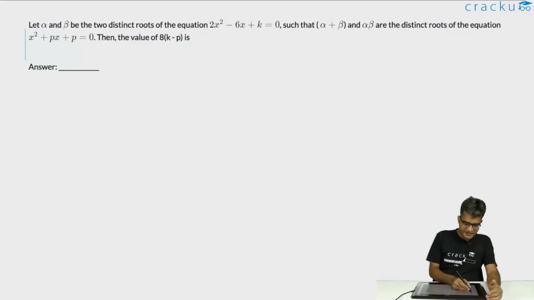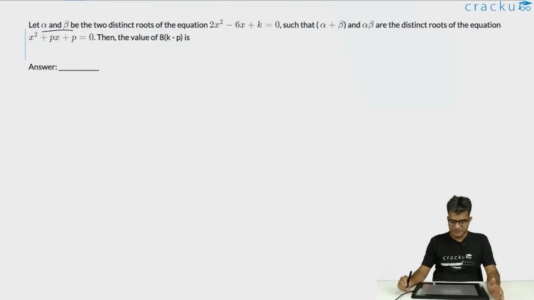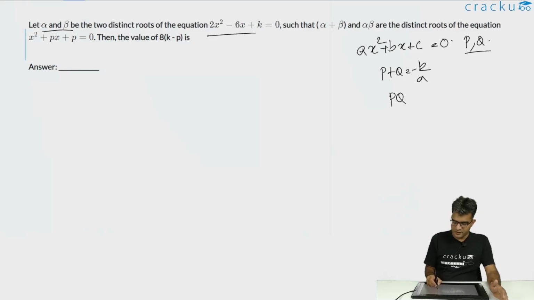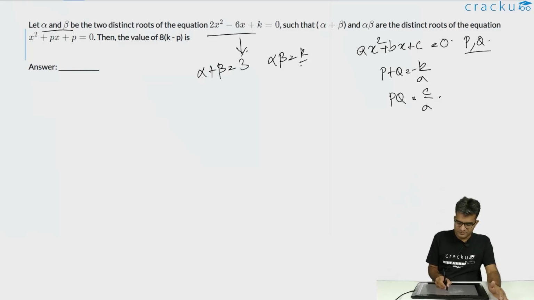In this question, we are told that alpha and beta are two distinct roots of the equation 2x square minus 6x plus k. We know that if you are given a quadratic equation which is of the form ax square plus bx plus c equal to 0, and if you are told that the two roots of this equation are p and q, the sum of the roots p plus q will be equal to minus b by a, and the product of the roots p into q is equal to c by a. In this particular case, the sum of the roots, which is alpha plus beta, is equal to 6 by 2, which is 3, and alpha into beta is equal to k by 2.